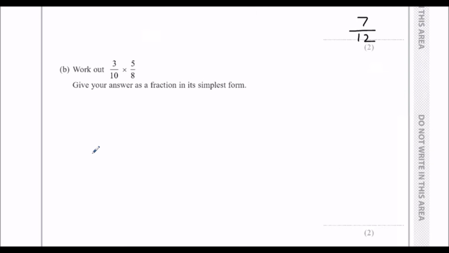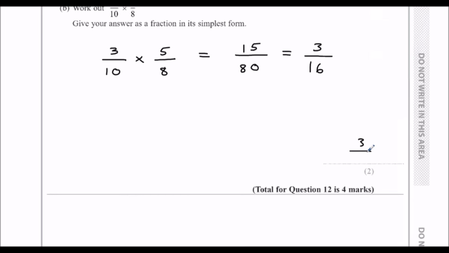Part B, work out 3/10 times 5/8. Give your answer as a fraction in its simplest form. We've got two options here. We can simplify before we times, or simplify after we times. If I simplify after, I just times the top times the bottom. 3 fives are 15. 10 eights are 80, which is 15/80. It's not in its simplest form. They're both in the 5 times table. 15 is 3 fives, and 80 is 16 fives. So that's 3/16.